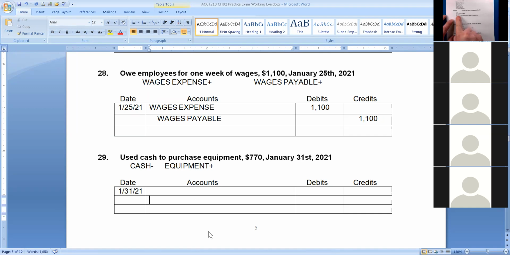And by the way, I put this note, asset going down. You don't have to put these in here. I put that in so you kind of know where I got the debit or credit from. Equipment, an asset going up.